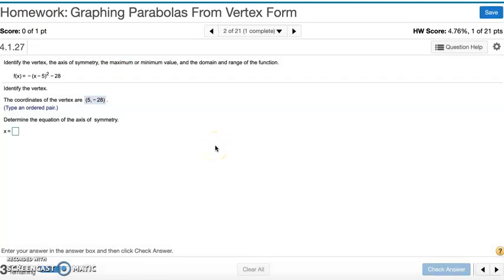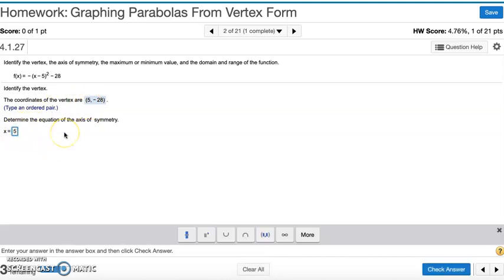Now determine the equation of the axis of symmetry. Now the axis of symmetry is the line that goes through the vertex. And in this equation, the axis of symmetry is going to be the same as the x-coordinate because it's going to be a vertical line. So x equals 5.